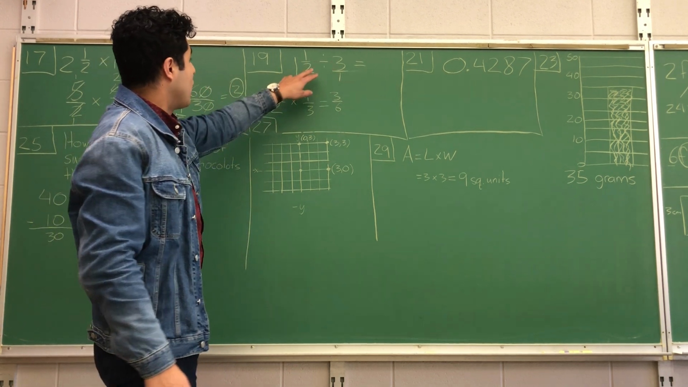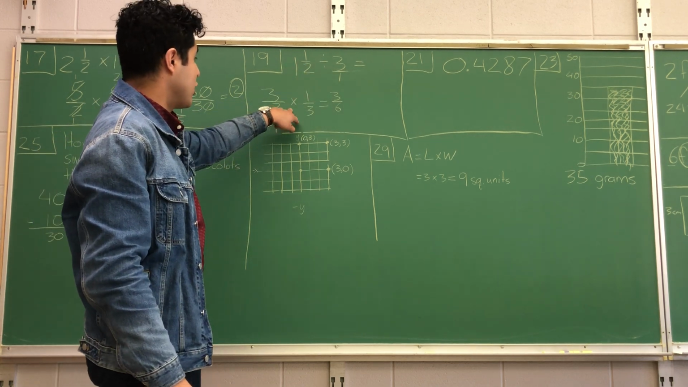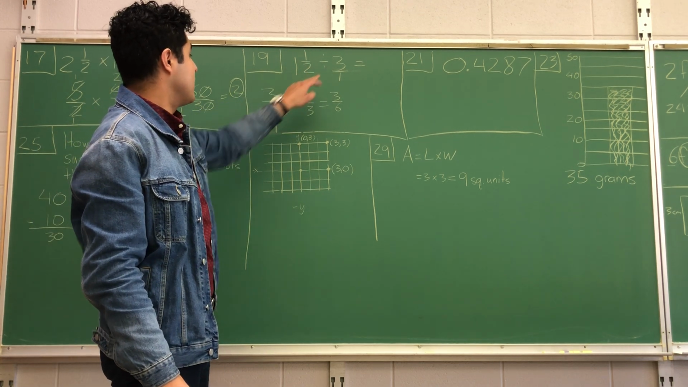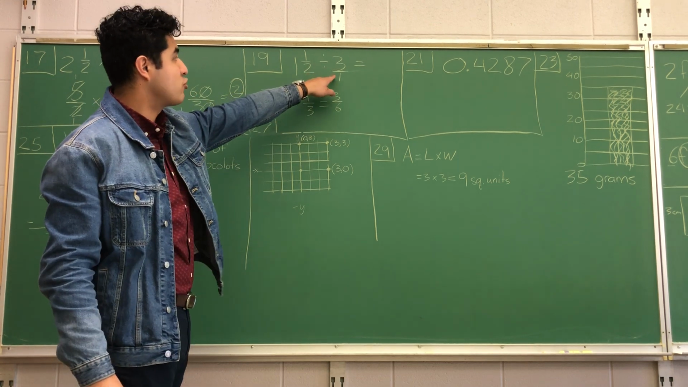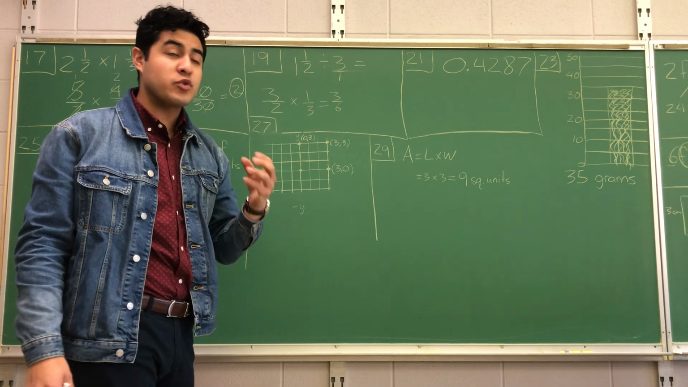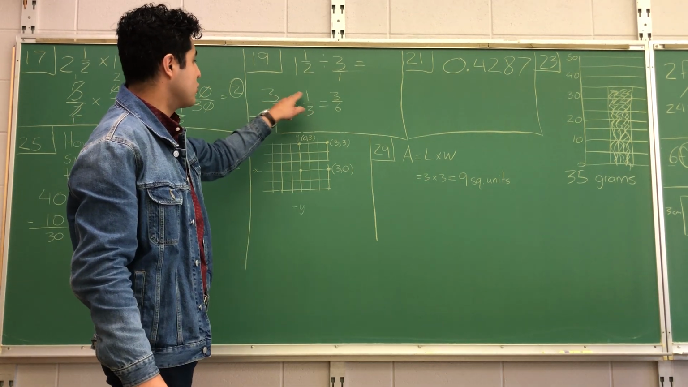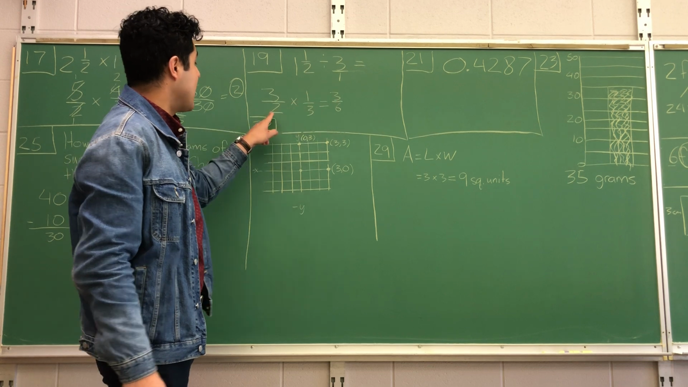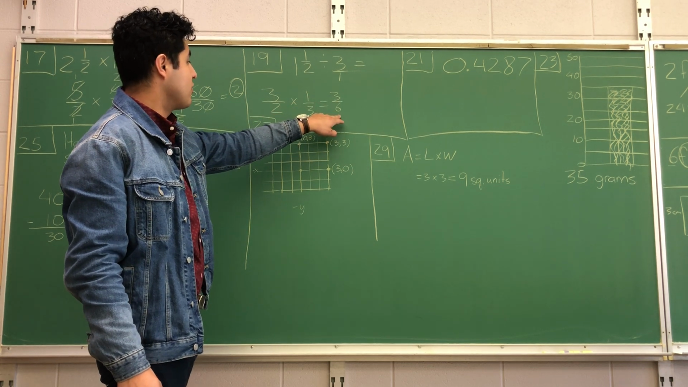Okay, so I need to change my division problem into a multiplication problem. So I change my division sign into a multiplication sign, and then I need to multiply it by its reciprocal. The reciprocal of 3/1 is 1/3. And now I can multiply my numerator by my numerator, 3 times 1 is 3, and my denominator by my denominator, 2 times 3 is 6.